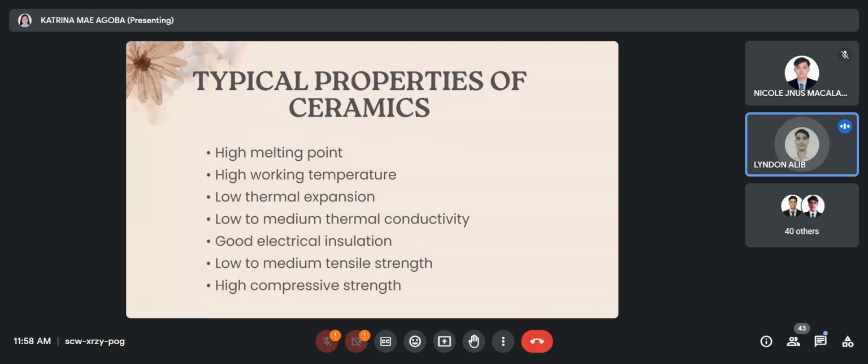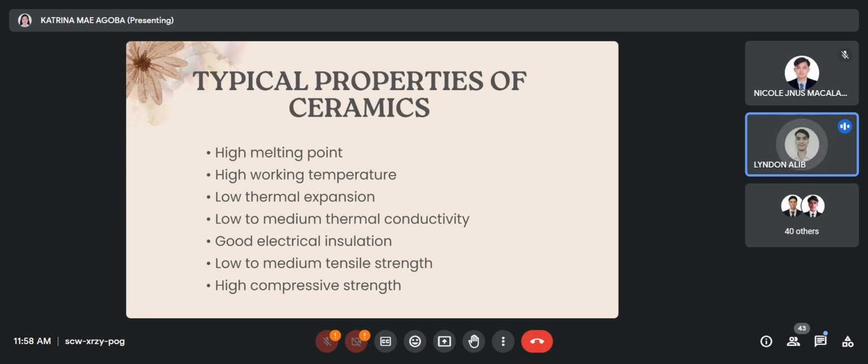Ang ceramics naman ay nagtataglay din ng low to medium tensile strength. Ibig sabihin, low din ang kanyang fracture toughness. 'Di ba 'pag sinabing tensile strength, ito yung amount ng load or stress na kayang i-handle ng material hanggang siya ay ma-stretch at masira. So, ibig sabihin nito, mababang tensile strength lang ang required para masira ang ceramics.